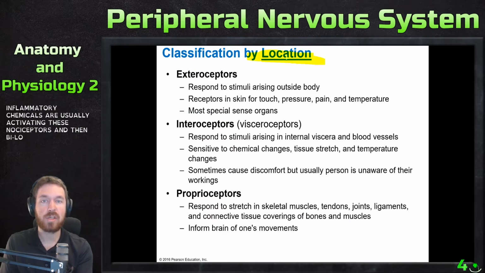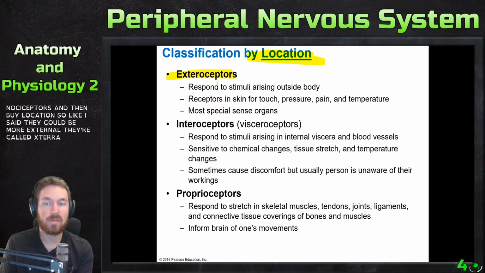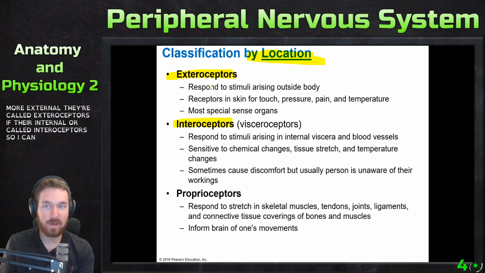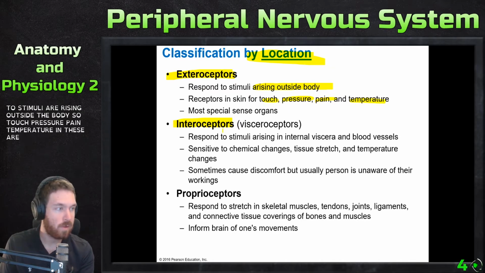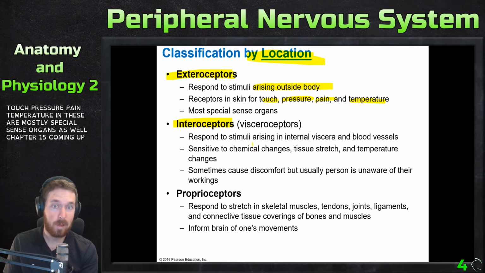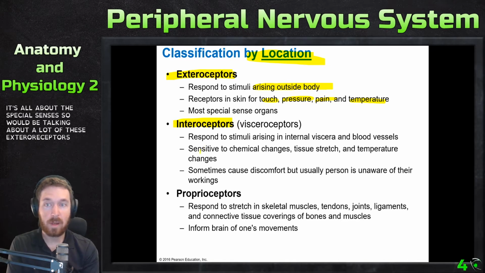And then by location. Like I said, they could be more external. They're called exteroceptors. If they're internal, they're called interoceptors. Exteroceptors respond to stimuli arising outside the body. So touch, pressure, pain, temperature, and these are mostly special sense organs as well. There's a chapter 15 coming up. It's all about the special senses. So we're going to be talking about a lot of these exteroceptors then.